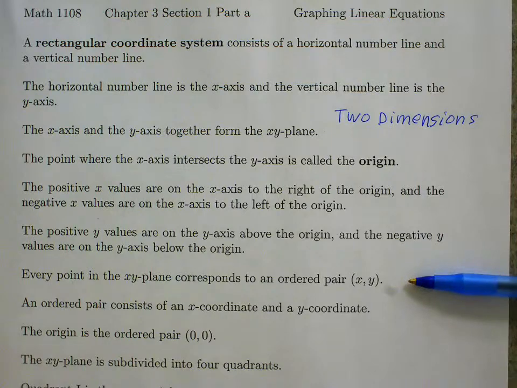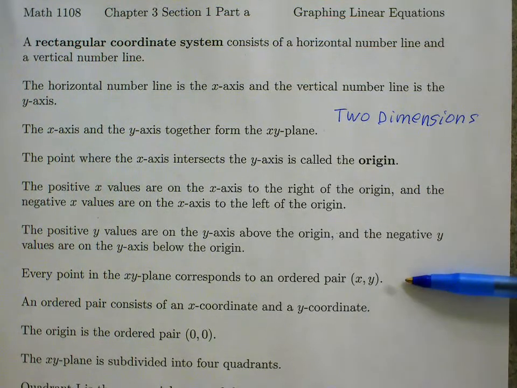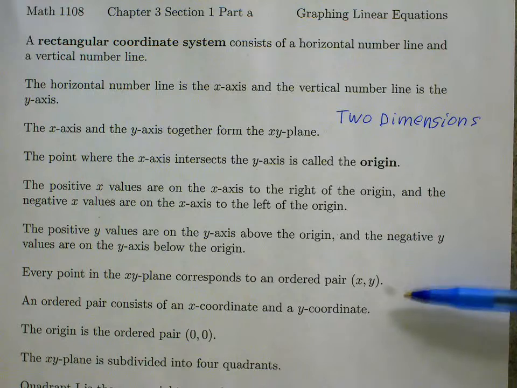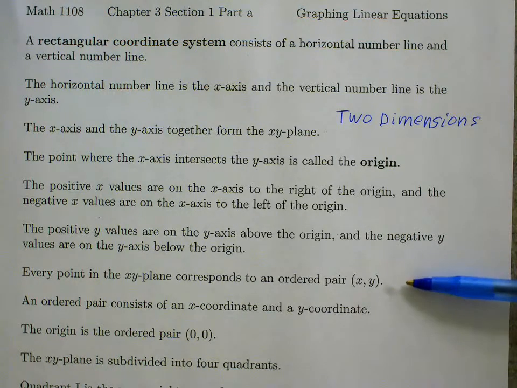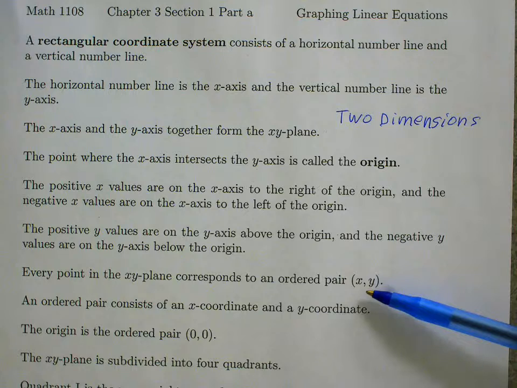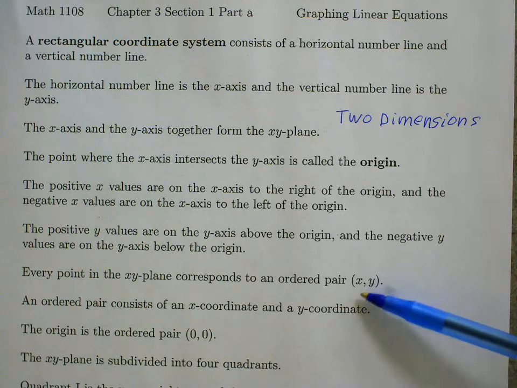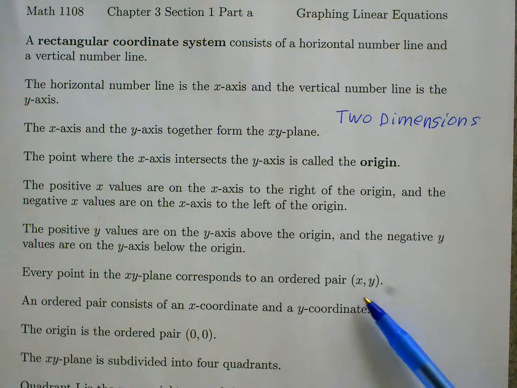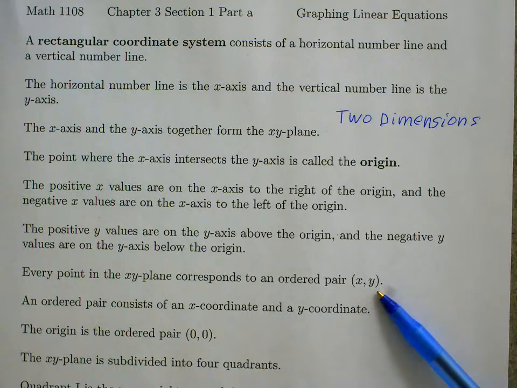Every point in the xy plane corresponds to an ordered pair of the form x comma y in parentheses. So the placement of that point in the plane is determined by a rectangle, in effect. From the origin, we would move either to the right or to the left, depending upon what the value of x is. And then we would either move upward or downward, depending upon what the value of y is.